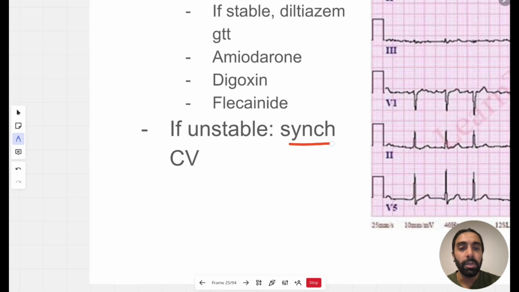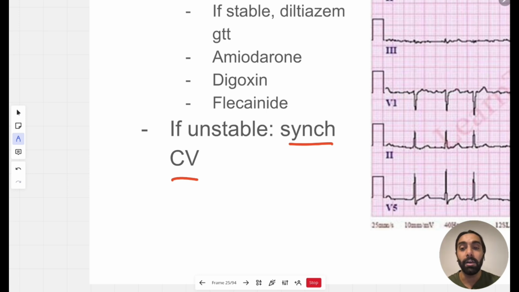And if they're unstable, you want to synchronize cardiovert them. That means if they're hypotensive, giving a beta blocker in somebody who's hypotensive is not a good thing. So you're limited with your options, and so you want to synchronize cardiovert, meaning don't direct cardiovert them, because you can put them into a ventricular arrhythmia.